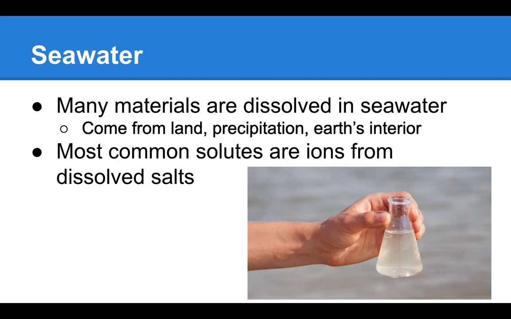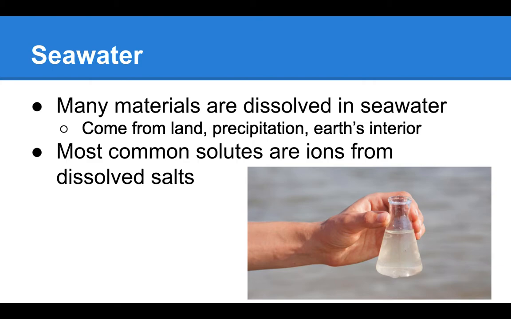Seawater is salt water, but it's a little more complicated than that. Many materials are dissolved in seawater. They can come from land, things that drain off into the ocean or from the shore that then dissolve into the ocean, like minerals or organic molecules from the soil. Then there's precipitation, so anything that is in our rainwater is going to join the seawater. For better or worse, those could be naturally occurring minerals, or it could be pollution that gets stuck in our water cycle.